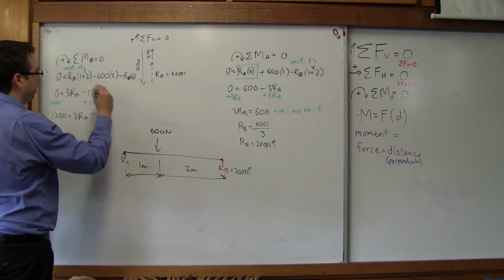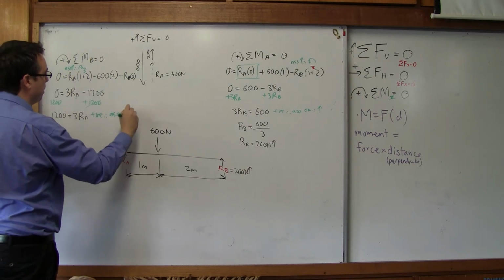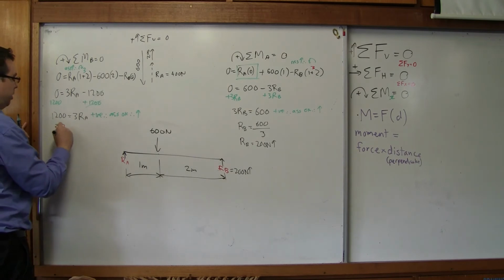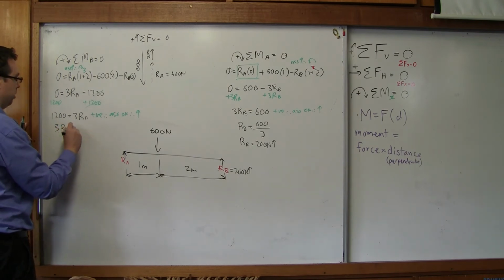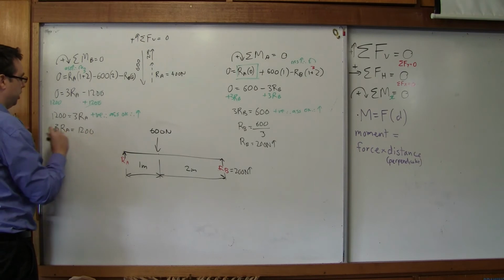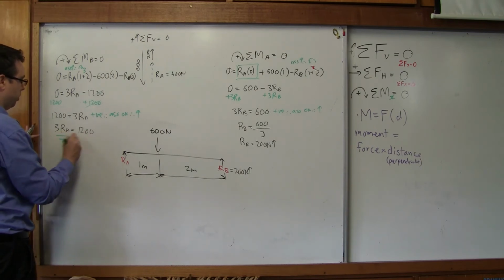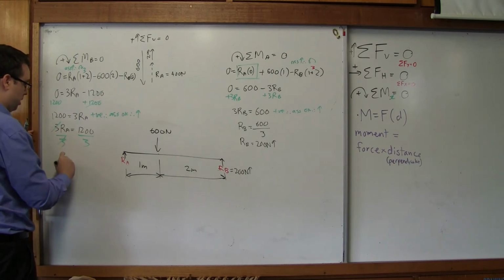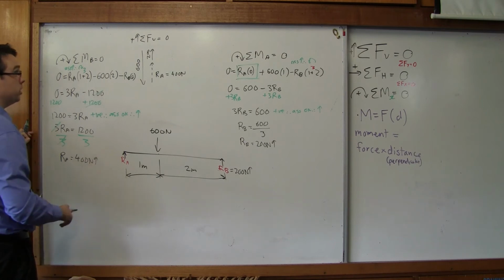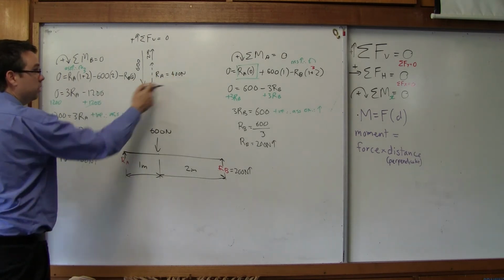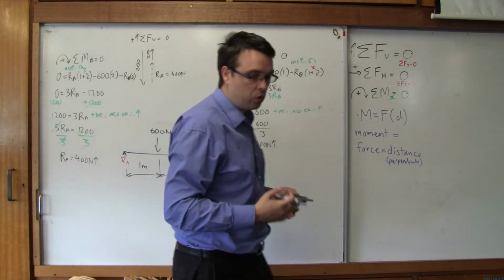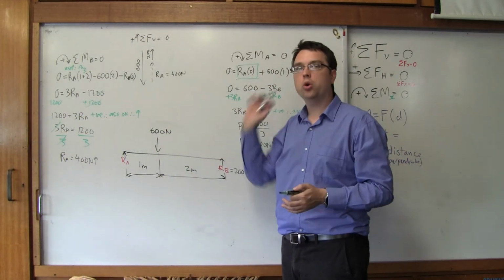So if it's positive, therefore our assumption was okay. Therefore it's up. We can say 3RA equals 1200. Therefore, if we divide both sides by 3, we can say RA equals 400, which is exactly what we worked out earlier. But the idea is that if what you've done is correct, this will all work out in the end.